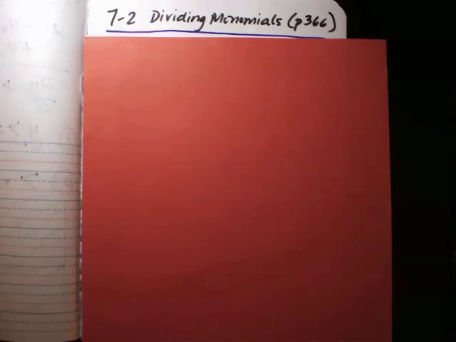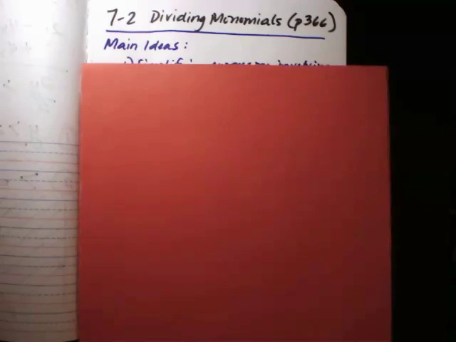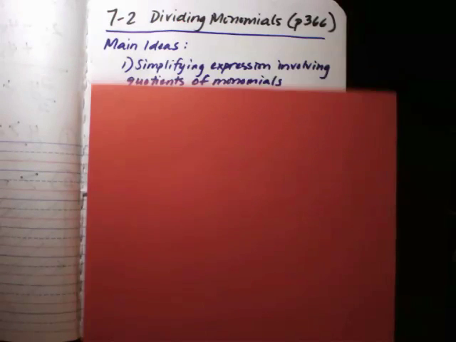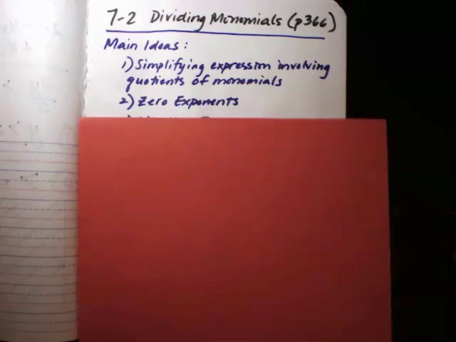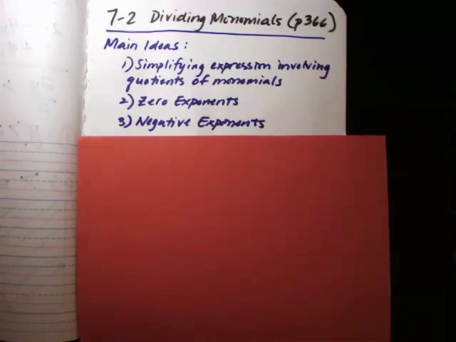Alright, today we're going to be talking about section 7-2, and we are dividing monomials. There are three main ideas in this section. The very first one, we're going to be focusing on simplifying expressions involving quotients, or as you'll see them, fractions. Second, we will be dealing with exponents of 0. And third, we will be looking at exponents that are negative numbers.